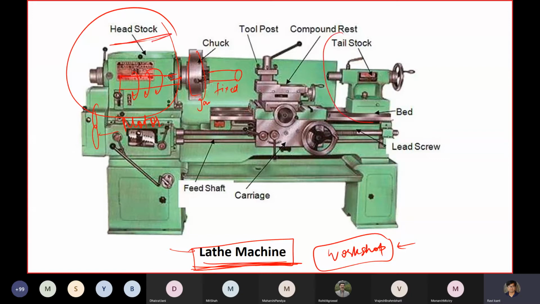Another component is called the tailstock. The tailstock is a kind of support mechanism. Whenever the workpiece is long, it is held from this end through the tailstock. Otherwise it is not needed. If it is short enough, it is clamped on the chuck through jaws.